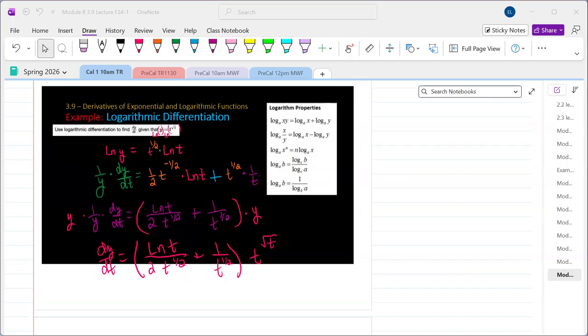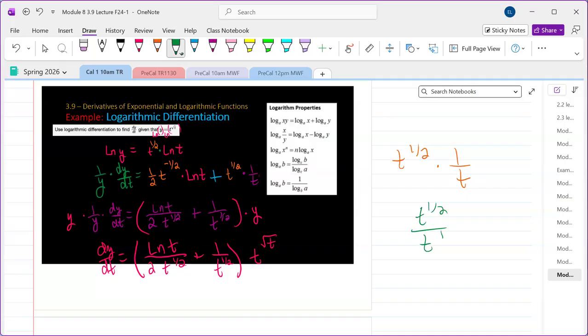How is t to the 1/2 multiplied by 1/t, 1/t to the half? So when we have t to the 1/2 times 1/t, I can think of this as t to the 1/2 over t to the first. And then when you have it like this, the powers subtract. So it is t to the negative 1/2, and then I rewrote it as 1/t to the 1/2.